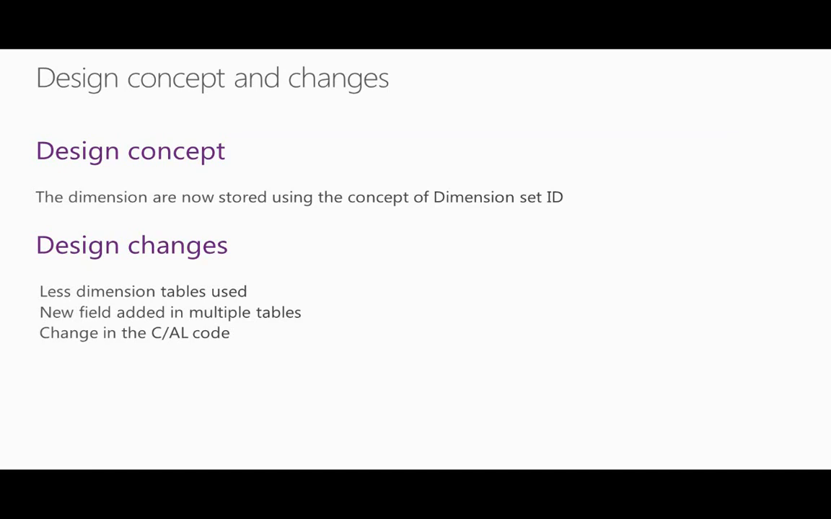Another important thing about the design change is the improved performance that we have in dimension. We took a customer database where we saw 60 million records stored in the dimension table, and the number of records was reduced to around 3000. This is a very good improvement in terms of maintenance of the database.